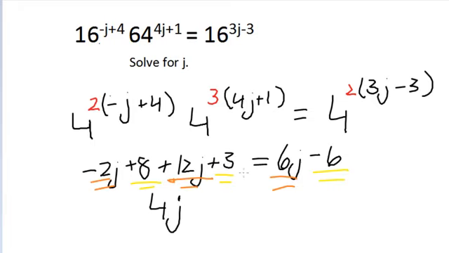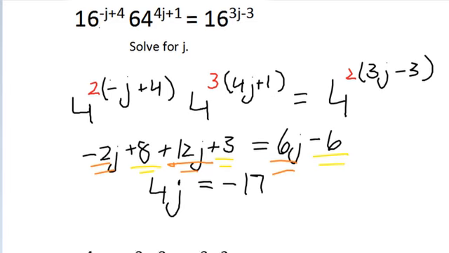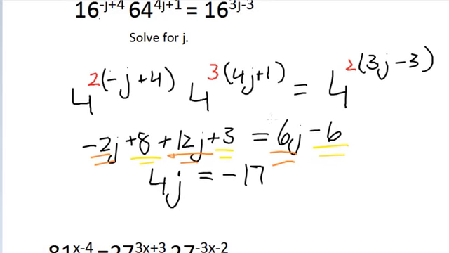which is 11, and negative 6 over there, so we can just subtract 11 from both sides. We'll get negative 17, and then we divide 4 into both sides, and then we get that j is equivalent to negative 17 over 4. And that's going to be our final answer.